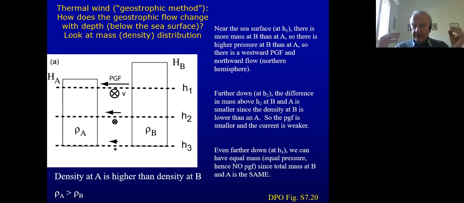Therefore, what that means is that if we measure the horizontal, the spatial distribution of density, we would obtain the horizontal gradient of density, and then we would obtain the vertical shear, the vertical distribution of the horizontal velocity.